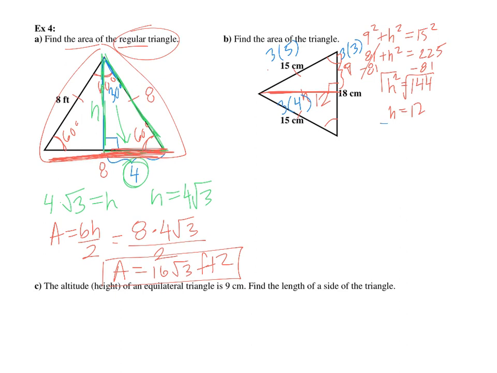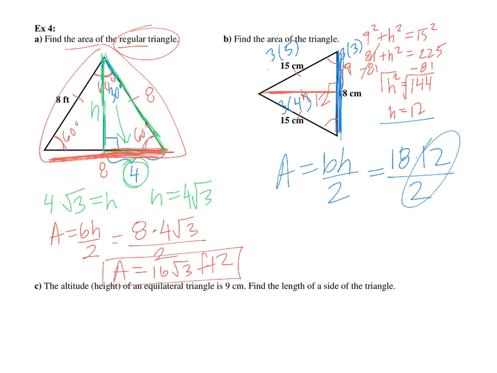All right, but anyways, I still got the height. It's 12. So the area of the triangle is base times height divided by 2. The base is what? This whole part here, which is 18, times the height, which is 12, and then I divide by 2. So I'm going to divide 12 by 2. I get 6. And 18 times 6 is 108. And this is going to be centimeters squared.